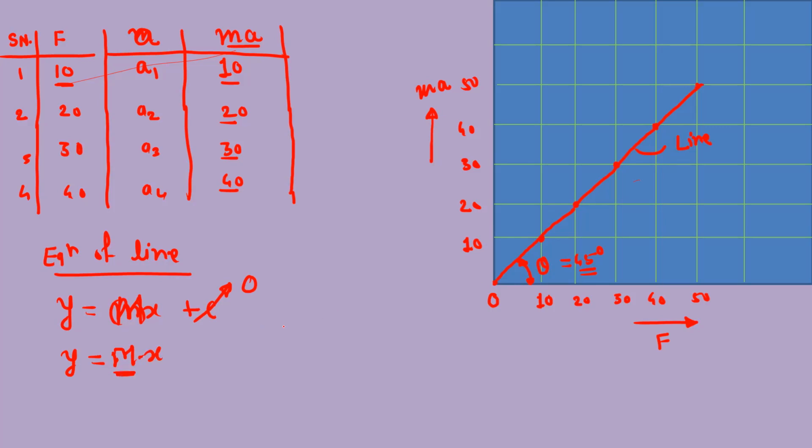Now this slope value from the graph is tan theta, that is nothing but the slope. You must have studied these equations in 11th or 12th mathematics. Tan 45 is 1, so you get y equals x. This is the equation of the line. Now what is the meaning of y? y is nothing but mass into acceleration, and your x value is nothing but the force. Therefore we get F equals mass into acceleration.